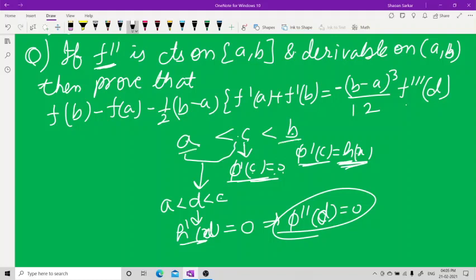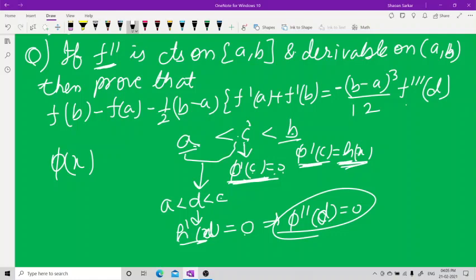Between A and B there is a C, where phi dash x, the phi x we will make, will have phi dash C equal to 0. We will consider phi dash C as H x. Now when this phi dash C is considered as H x, then we will find a point D between A and C such that H dash D is 0. That is nothing but phi double dash D is 0. This is basically the idea.